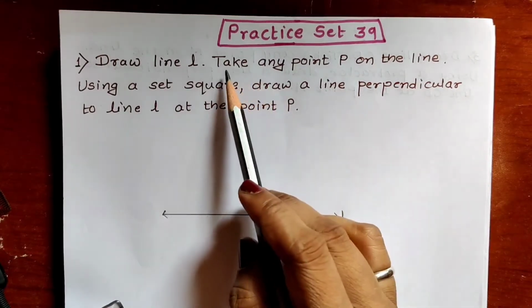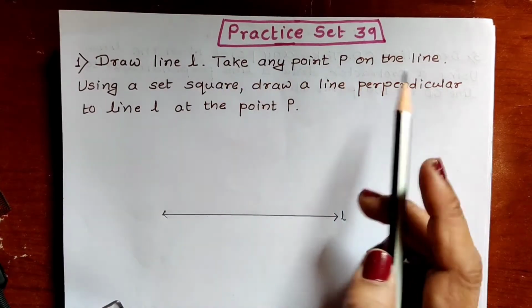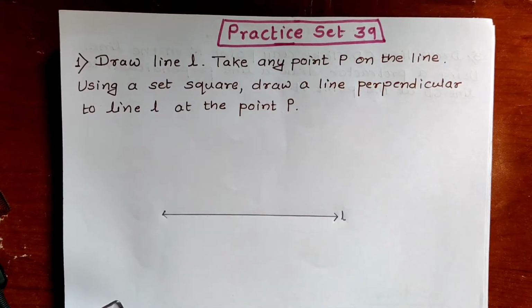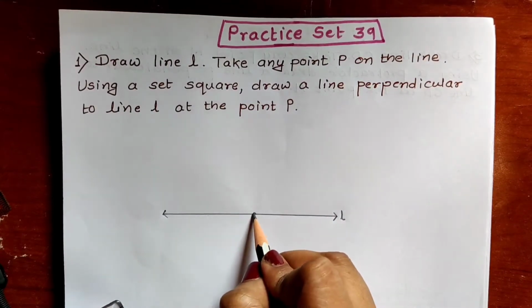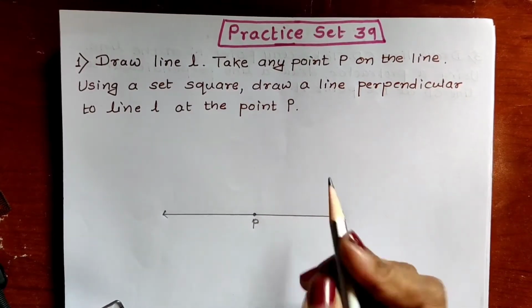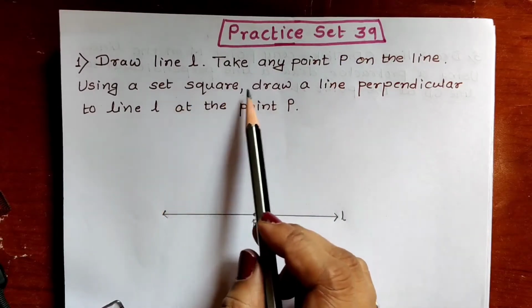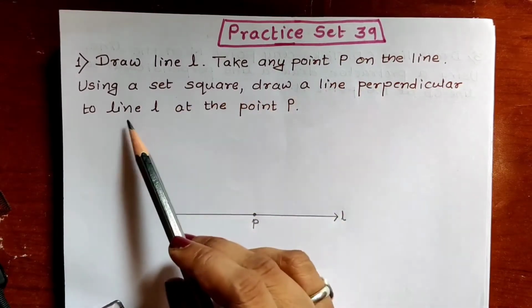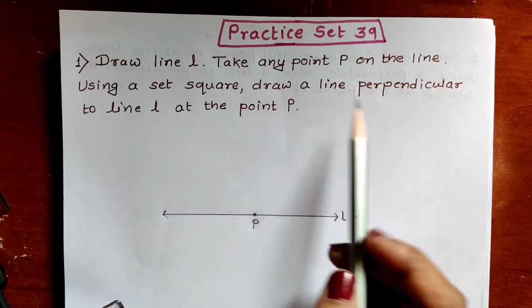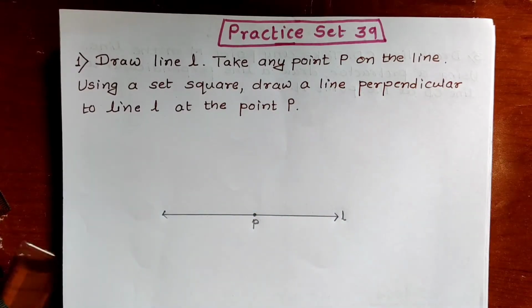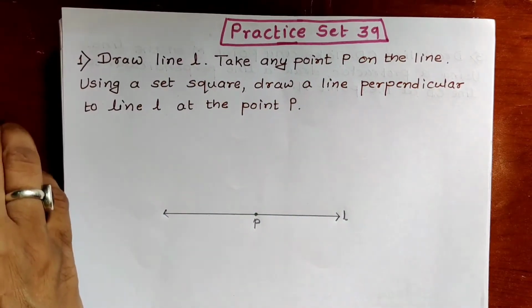After that, what? Take any point P on the line. Somewhere, anywhere you can take point P. So I am taking point P here. This is point P. Using a set square, draw a line perpendicular to line L at point P. So what do we have to use now? We have to use our set square.